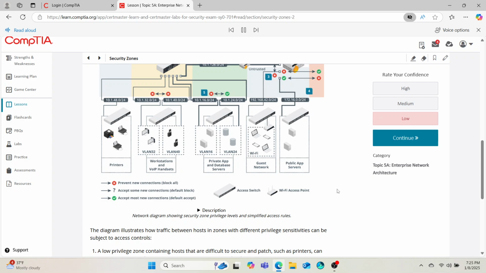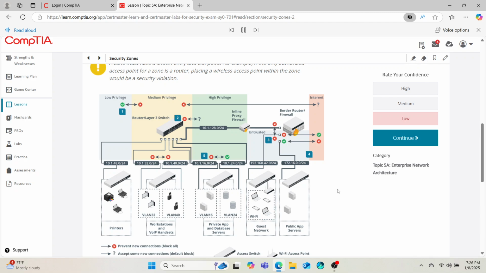The subnet 10.1.16.0/24 prevents new connections from the subnet 10.1.24.0/24. The subnet 10.1.24.0/24 accepts most new connections from the subnet 10.1.16.0/24. The medium privilege zone prevents new connections from the internet. The internet accepts some new connections, default block, from the medium privilege zone. The medium privilege zone prevents new connections from the high privilege zone. The high privilege zone accepts some new connections from the medium privilege zone.